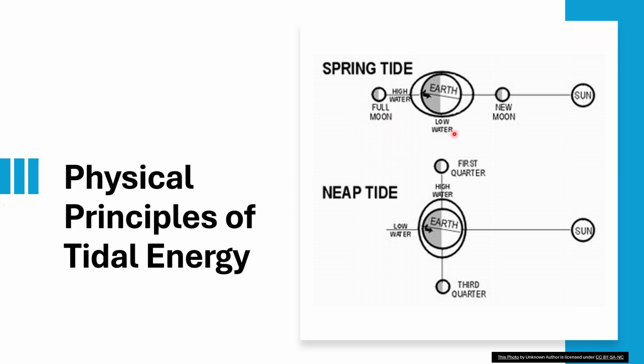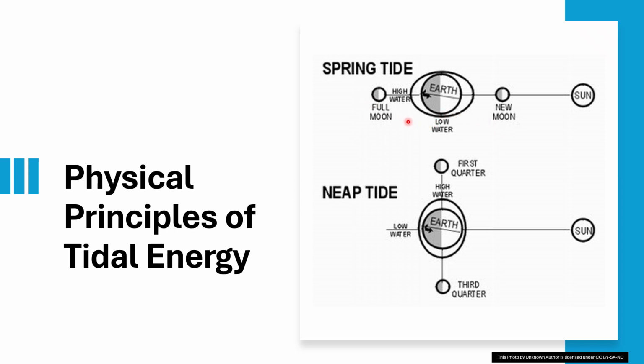So when the sun and the moon are in line, whether pulling on the same side or on the opposite side, the gravitational forces are combined together, and this results in a high spring tide. Okay, so if they are in the same line, either here or here, whether new moon or full moon, that exerts a spring tide, or a high tide.